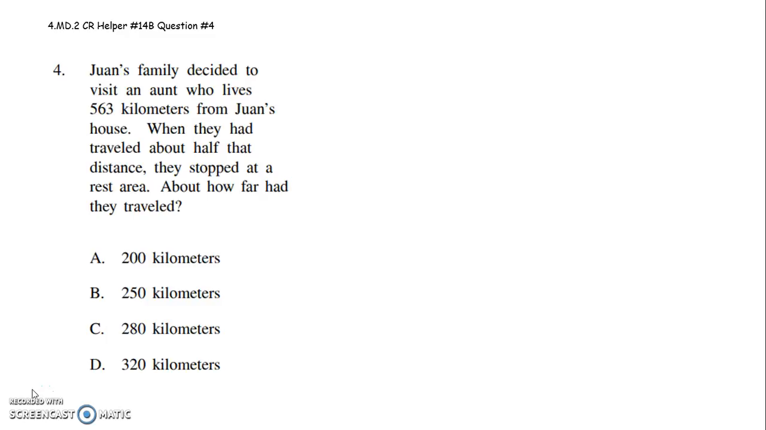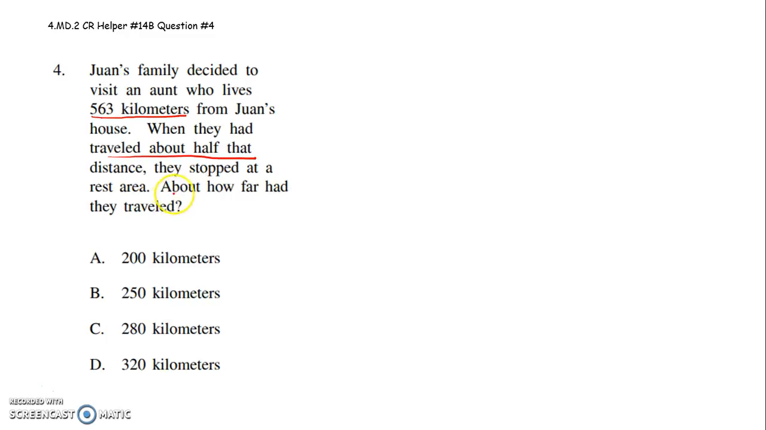It says Juan's family decided to visit an aunt who lives 563 kilometers from Juan's house. When they had traveled about half that distance, they stopped at a rest area. About how far had they traveled? The fact that it's kilometers has me guess it's in another country. So 563 kilometers, and they want to know how far they had traveled when they made their stop.